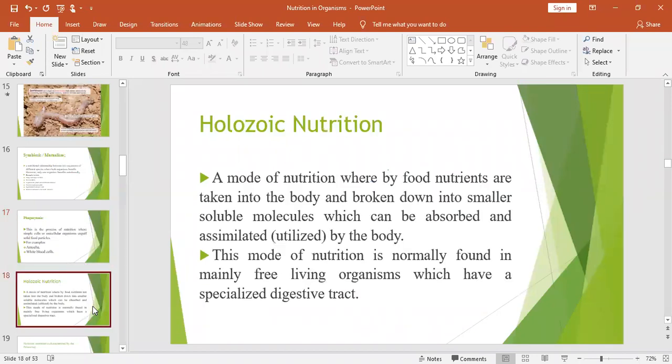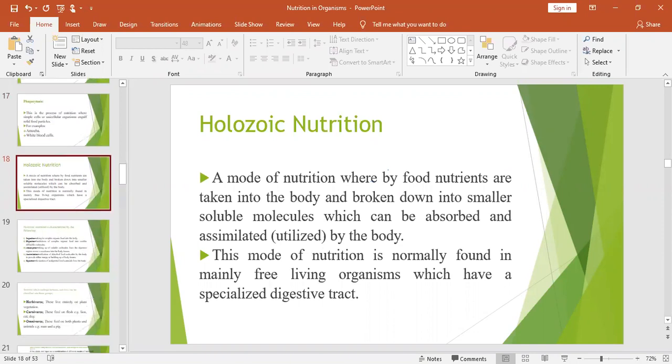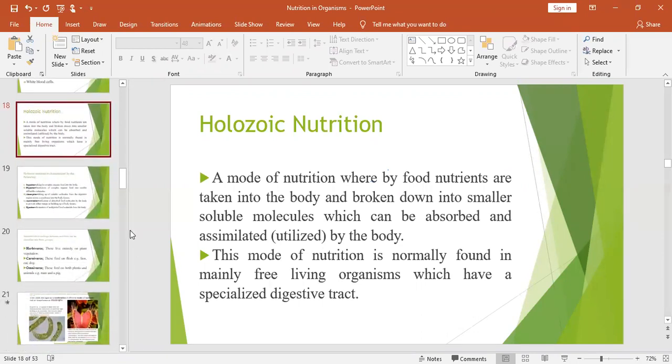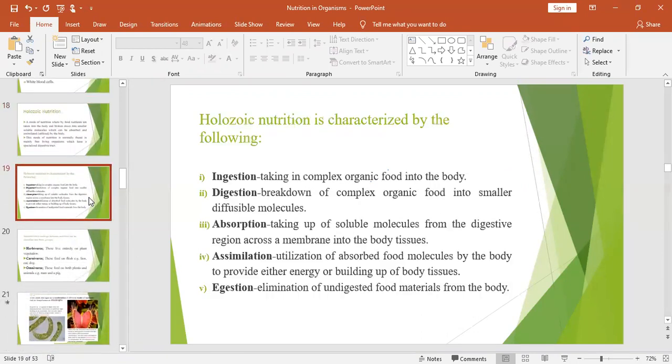Then we also talked about holozoic nutrition, where the food passes through the hollow sections of an organism, and it is very common in all animals because they have a specialized digestive tract. They're capable of taking food internally and then absorbing it. And we said that holozoic nutrition has several characteristics. They are shown by the fact that food must be taken in through eating. We actually take in food through our mouth.